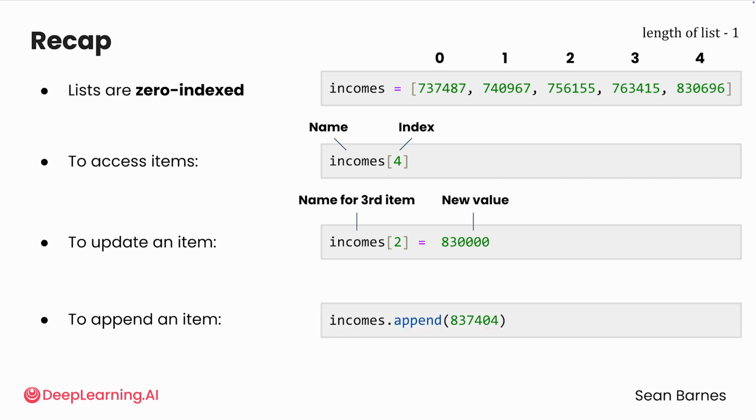Finally, you saw how to append an item to the list. This used a new dot character. Dot allows you to perform an action, in this case the append function, on some data like a list. So this snippet of code, incomes.append 837,404, added a new item, 837,404, to the end of the list. You'll see this dot many times throughout this course and when working as a data analyst, so it's worth taking some time to practice in the upcoming reading item.